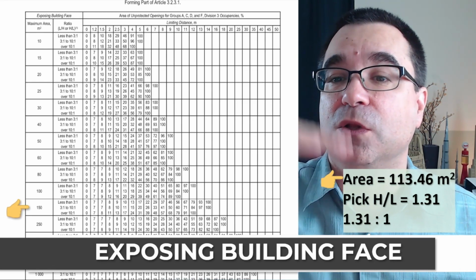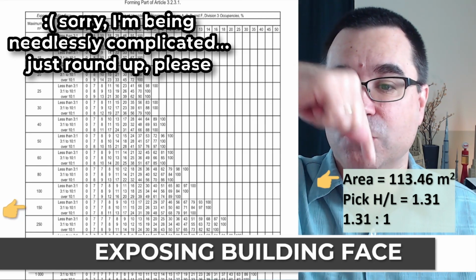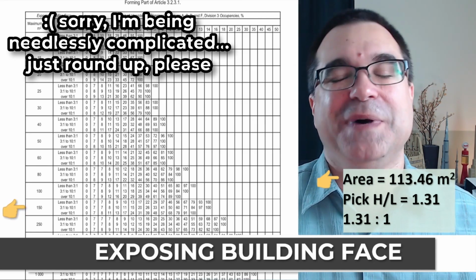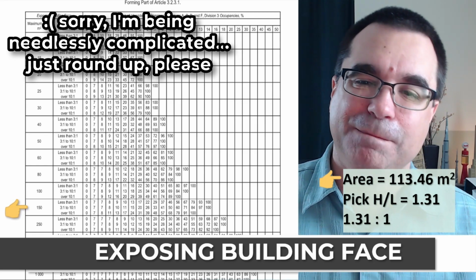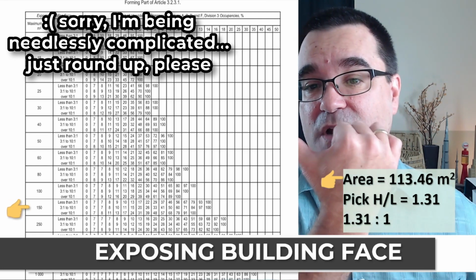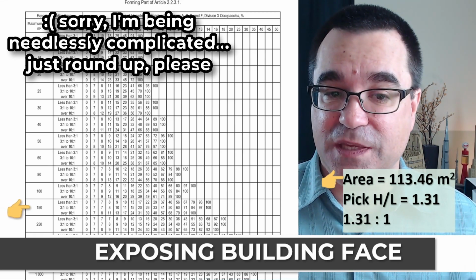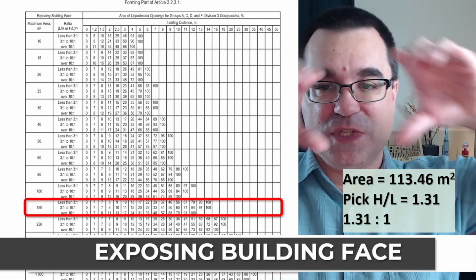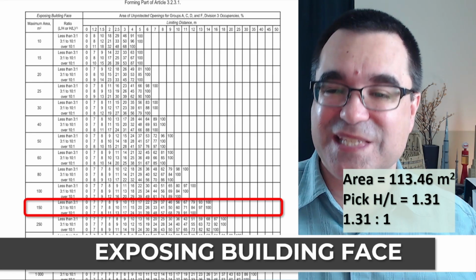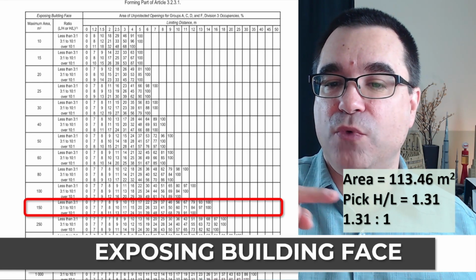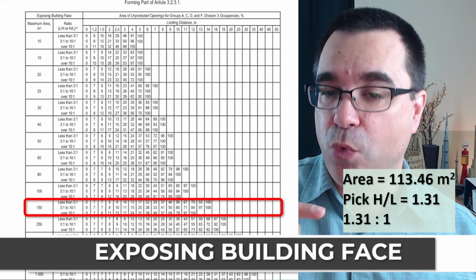So we go to the closest area without going over, but never under. The closest area without going over, but never under, is a fancy way of saying round up to the nearest one, which is 150 meters squared in table 3.2.3.1b, the one that I'm showing right here. So we select that whole row, but you'll notice that that whole row has 3 rows inside of it. That's where the ratio comes into play. We have 1.31 to 1.